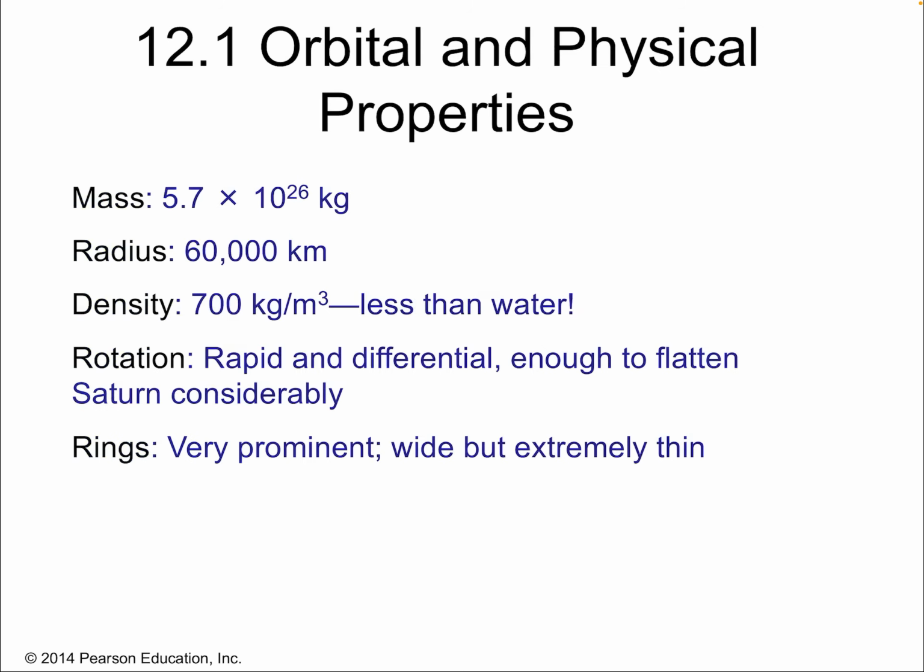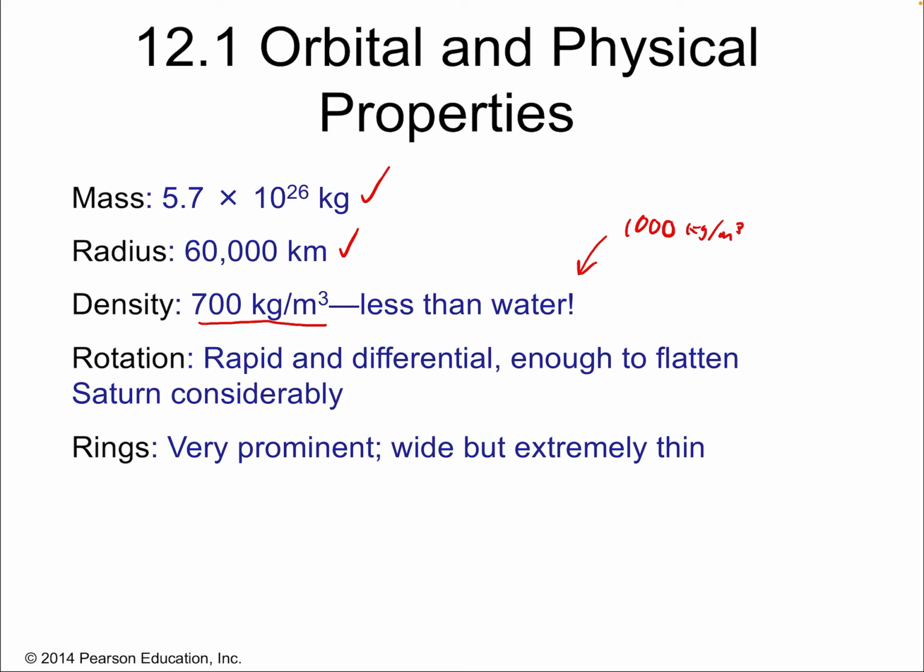All right, so here are the details, breaking down the numbers. Saturn has a mass of 5.7 times 10 to the 26 kilograms. So quite a bit more massive than Earth at 10 to the 24 kilograms. It has a radius of 60,000 kilometers, so about 10 times the radius of Earth, which is 5,600 kilometers. And it has a density of only 700 kilograms per cubic meter. That's less dense than water because water has a density of 1,000 kilograms per cubic meter. So it's only 70% as dense as water.